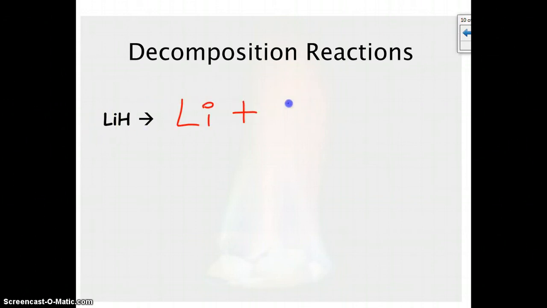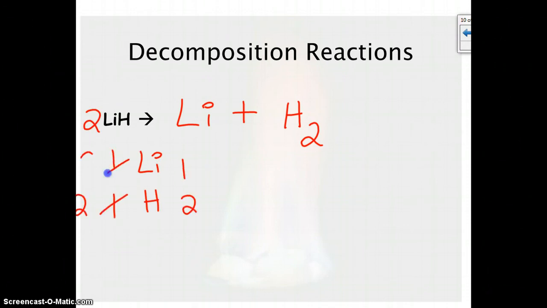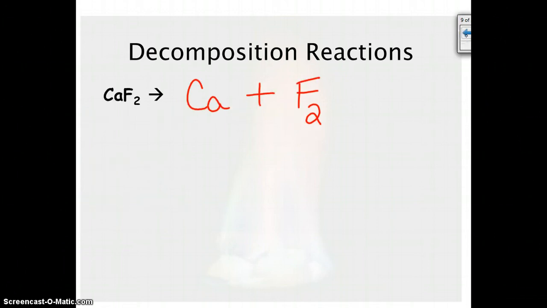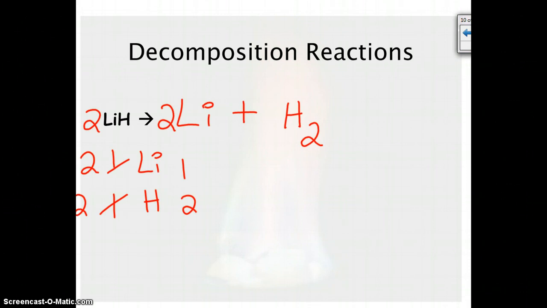So Li is not a diatomic, H is a diatomic, so I'm going to have to put that 2 there. So then when I go to balance my equation, I had 1 and 2 and 1 and 1. Had to put that 2 there. That gave me 2 Li's, so I'd have to put a 2 there. And that previous equation was already balanced. Sorry I didn't count them.